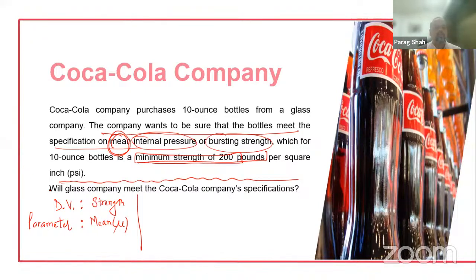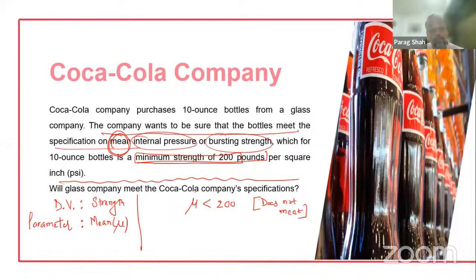Okay. What is the question asked? Now understand it again. Will the glass company meet the Coca-Cola specification? Your answer can be yes or no. It will meet or it will not meet. Those are the only two possibilities. Start with any one. Suppose I say it does not meet. I say that the bottle company is not meeting the glass specification. Okay, Shubhasri, that's good. Does not meet means what? When can it meet? If it is minimum 200 pounds. So when I can say it is not meeting the specification, it is less than 200. If it is less than 200, then I say that the company is not fulfilling Coca-Cola's specification.